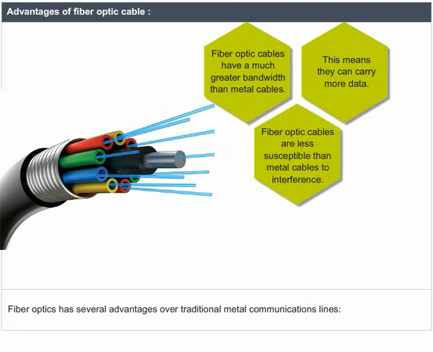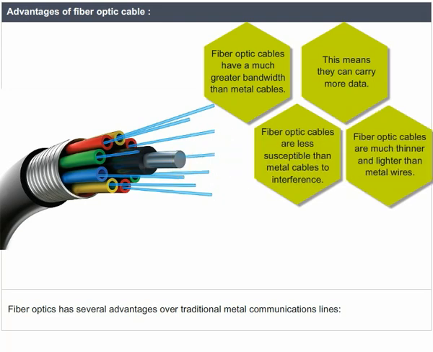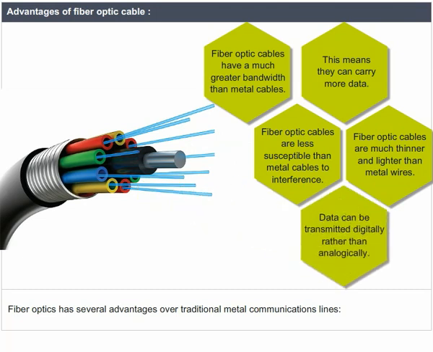Fiber optic cables are less susceptible than metal cables to interference. Fiber optic cables are much thinner and lighter than metal wires. Data can be transmitted digitally rather than analogically.